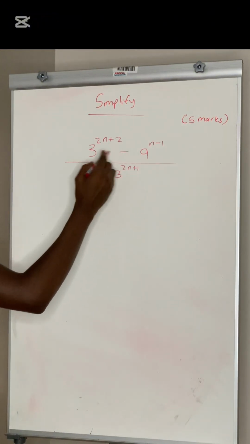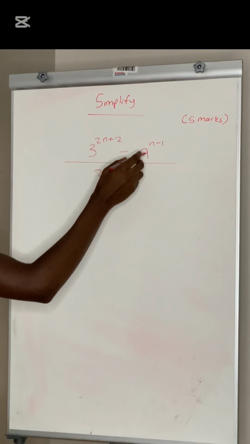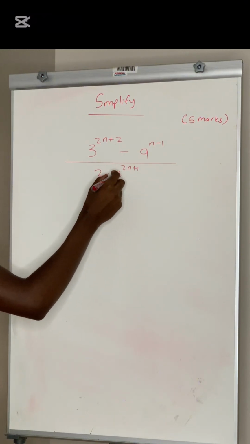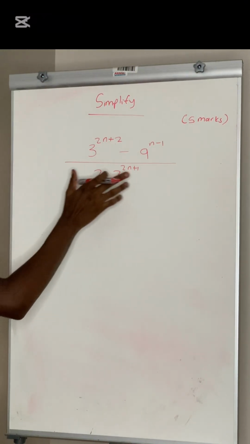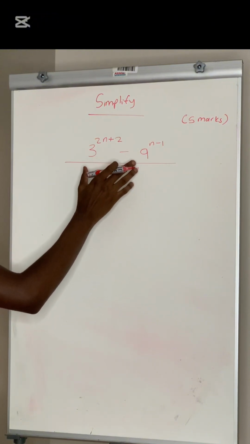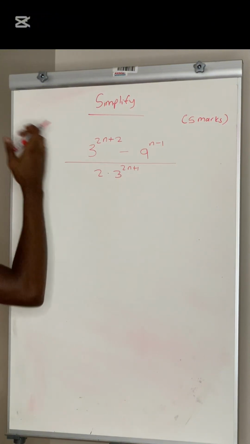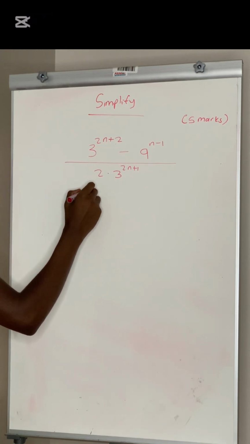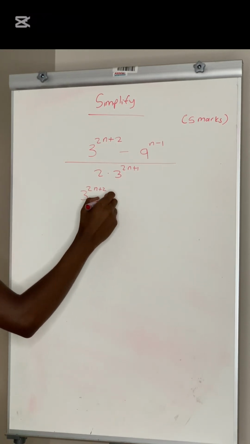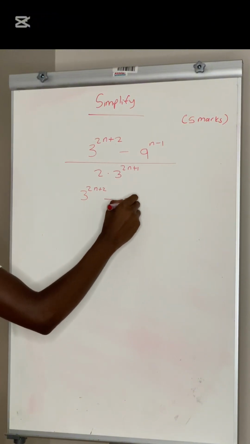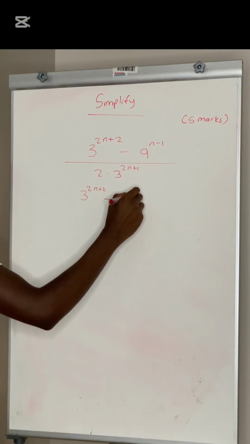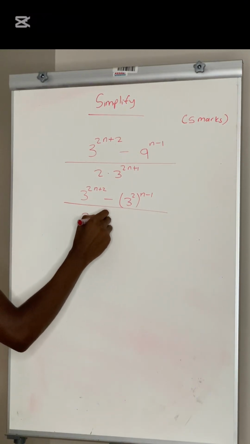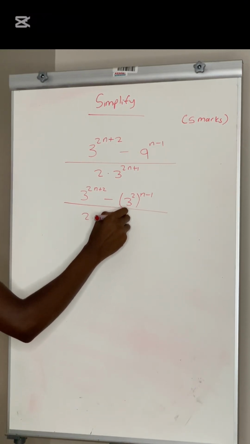So let's simplify for 5 marks: 3 exponent 2n plus 2 minus 9 exponent n minus 1, all of that divided by 2 times 3 exponent 2n plus 1. The most important thing is to check first whether all of these numbers have been changed to their prime bases. So this has been changed to its prime base, so it's 3 exponent 2n plus 2. It'll remain as it is, and 9 in its prime base is 3 exponent 2, and all of that is raised to n minus 1. All of that divided by 2 times 3 exponent 2n plus 1.